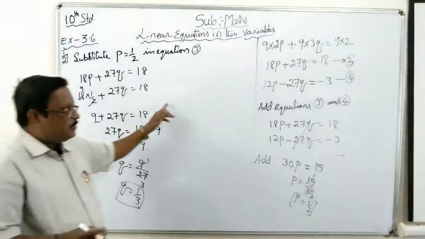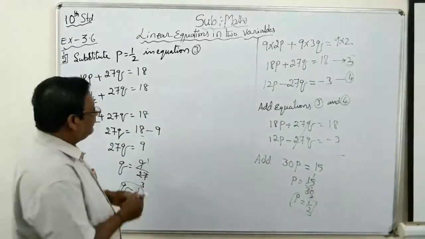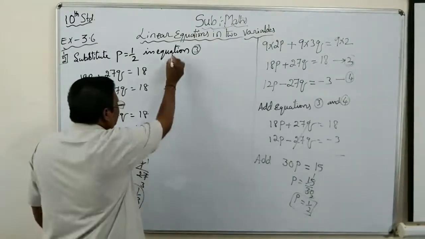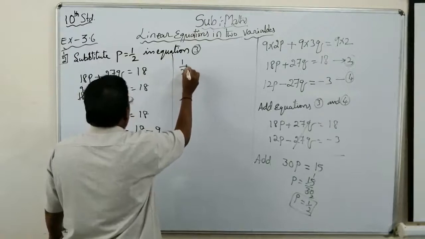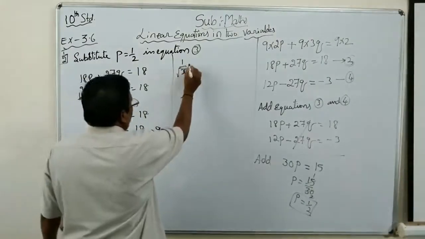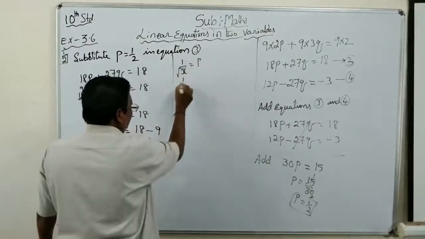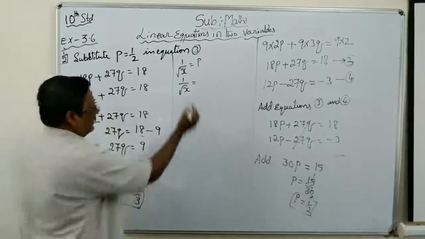Now that you know the p and q values, find the x and y values. See, next, 1 by root x is equal to the p value. 1 by root x is equal to what? The p value is, see, 1 by 2.